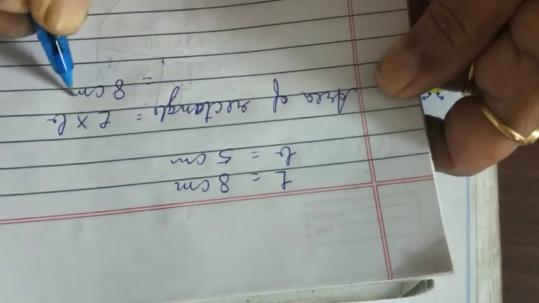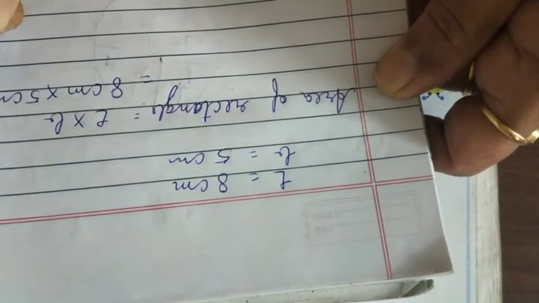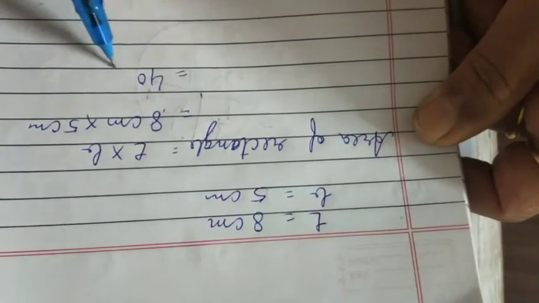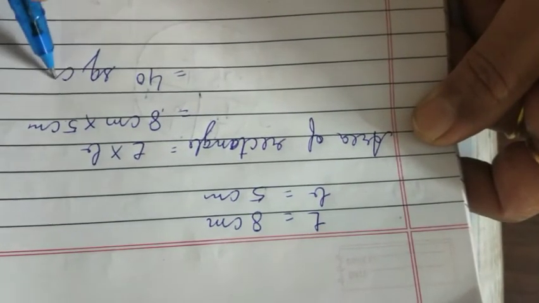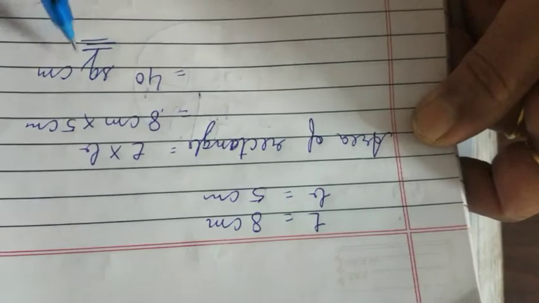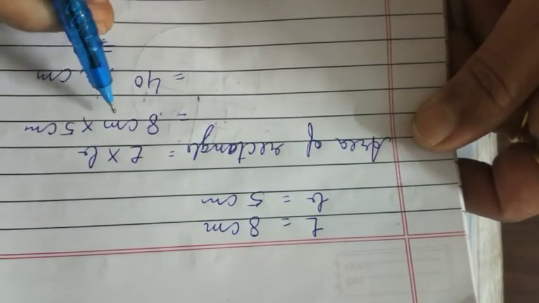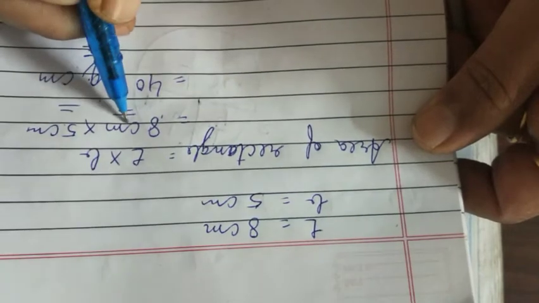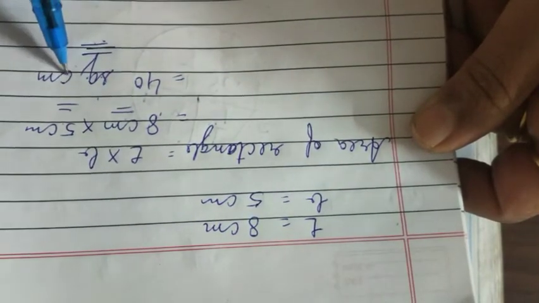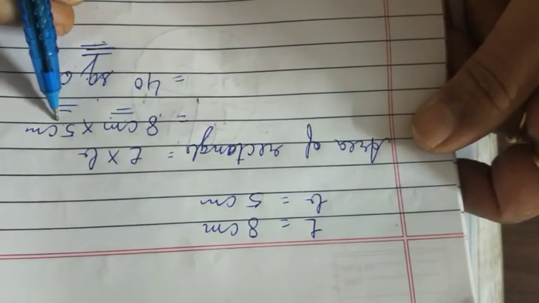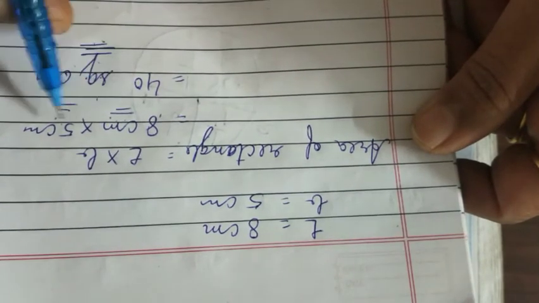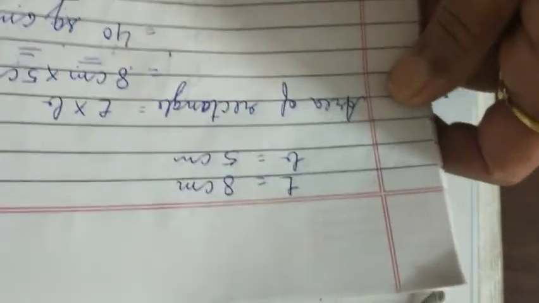Now 8 centimeter multiplied by 5 centimeter. 8 fives are 40. 40 square centimeter. It is a unit of area. Square. Here we have given centimeter, so you will write centimeter. If meter is given, you will write meter. अगर यूनिट सेंटीमीटर में है तो आंसर आएगा स्क्वायर सेंटीमीटर में. अगर यूनिट मीटर में है तो आंसर आएगा स्क्वायर मीटर.